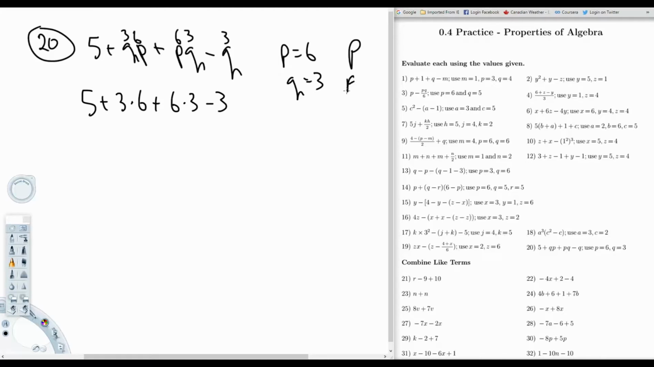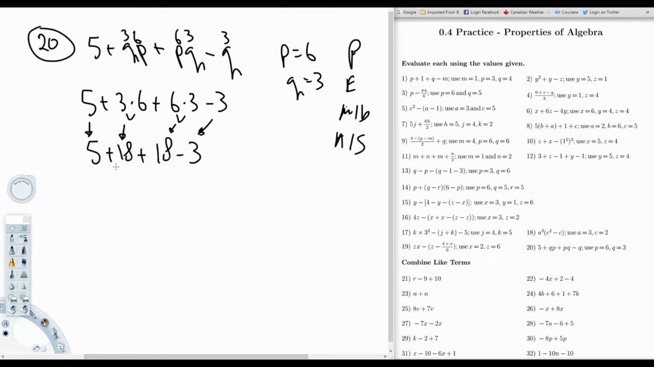So parentheses, exponents, multiplication, division, addition, and subtraction. 5 plus, what's 3 times 6? 18. Plus, what's 6 times 3? 18. Minus 3. So this goes here, this goes there. Take a look at it. If it's going too fast, don't worry about it. Just press pause.